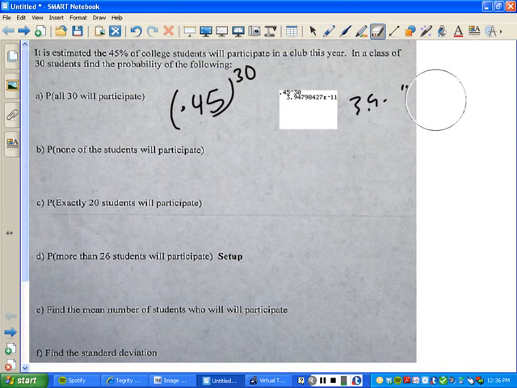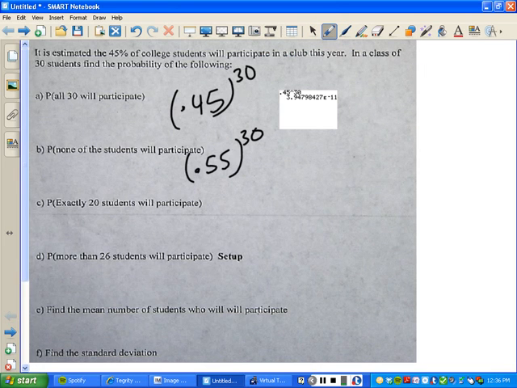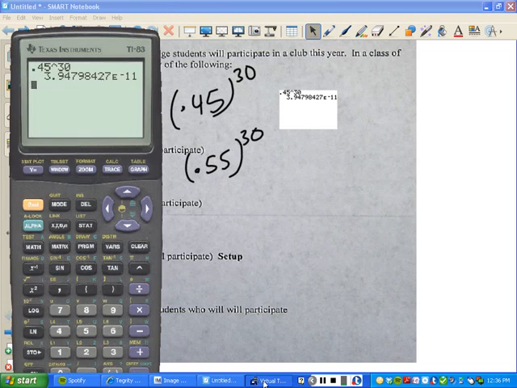All right. What's the probability that none of the students will participate? That's 0.55 to the 30th. Again, that's going to be a little bit better than the other one was. 0.55 raised to, use the caret key, the 30th. See, look, that's a lot better. Okay.